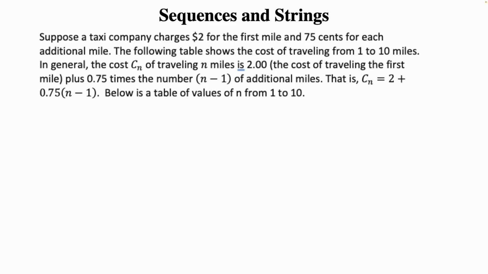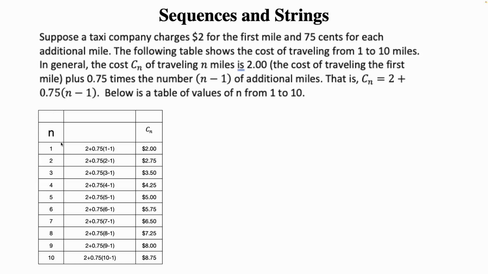In general, the cost Cn, where n is the number of miles, is $2, the cost of traveling the first mile, plus 75 cents times the number n minus 1 of additional miles. That is, Cn is 2 plus 0.75(n minus 1). So here's a table of values.